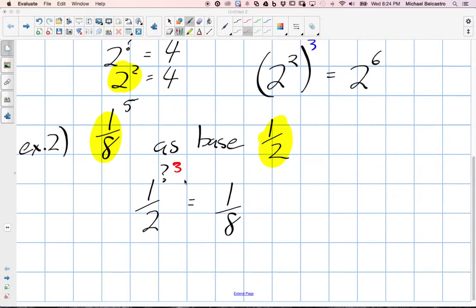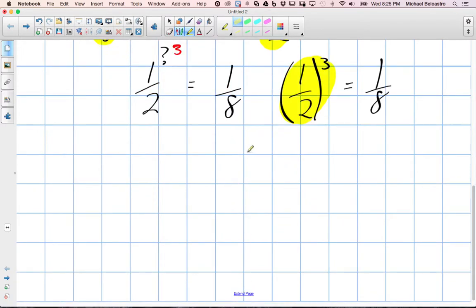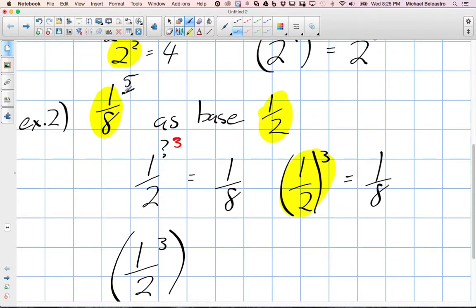Perfect. So what we're going to do now is replace 1/8 with 1 over 2 to the power of 3. Though they don't write it like that, it is equal to 1 over 8. So we replace the 1/8 with that idea, and we end up at 1 over 2 to the power of 3. And then what was the power on the 1/8? Was it 5? So we write that as a power of a power.